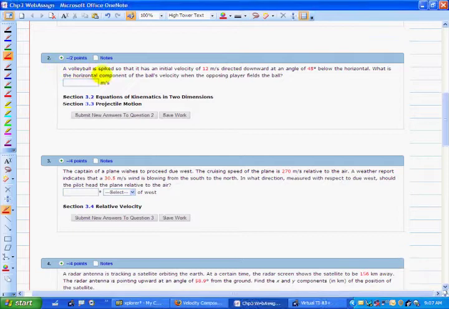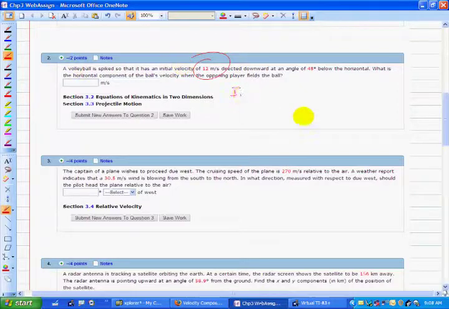Number 2 reads, a volleyball spike so that it has an initial velocity of 12 meters per second directed downwards at an angle of 45 degrees below the horizontal. What is the horizontal component of the ball's velocity when the opposing player fields the ball? This is laying the groundwork for our next unit where we're going to look at projectile motion.